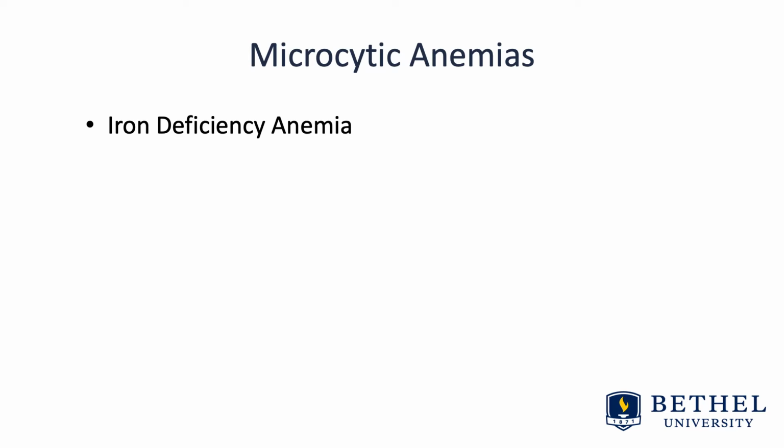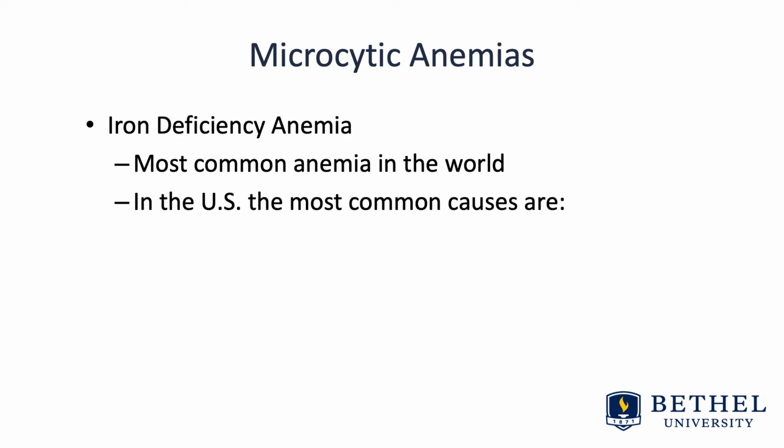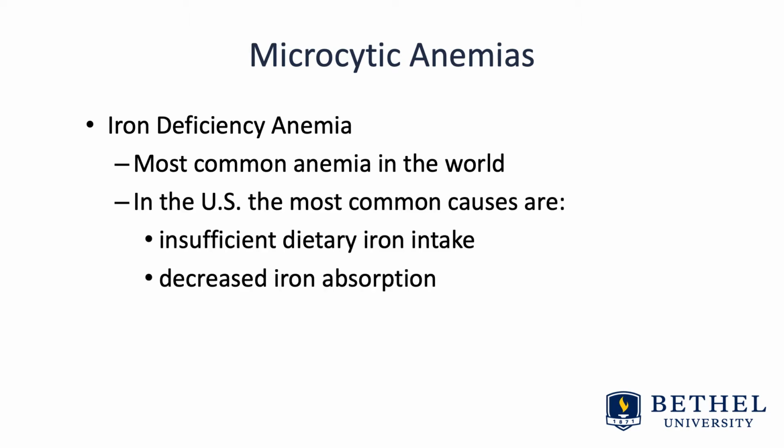We'll briefly review the most common microcytic anemias seen in primary care. The first is iron deficiency anemia, or IDA. IDA is the most common anemia in the world. In the US, most common cause is insufficient dietary iron intake, decreased iron absorption, and increased blood loss. Example again would be heavy menses.